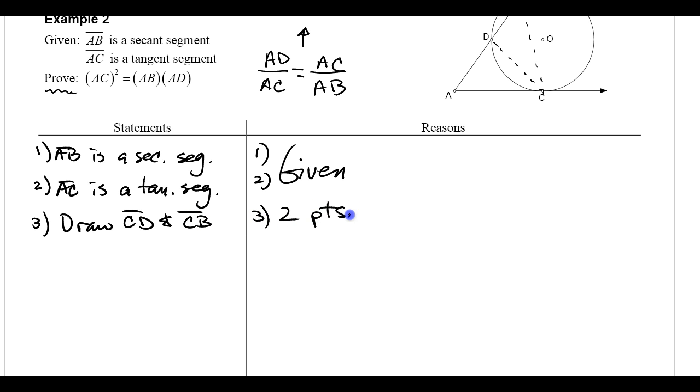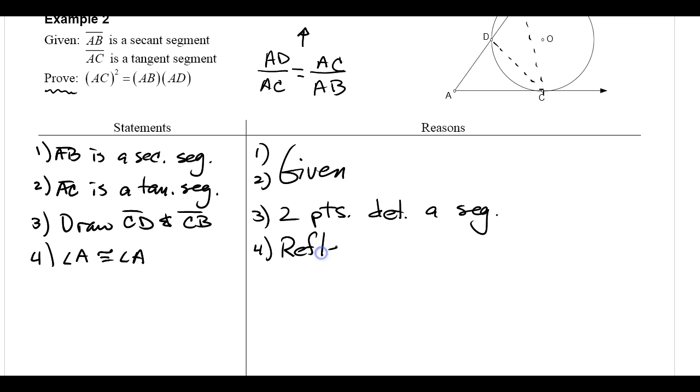two points determine a segment. And then once I do that, we're looking for some congruent angles, and I can see in the two triangles that we're looking at, angle A is in both, so angle A is congruent to angle A, and that's our reflexive property.